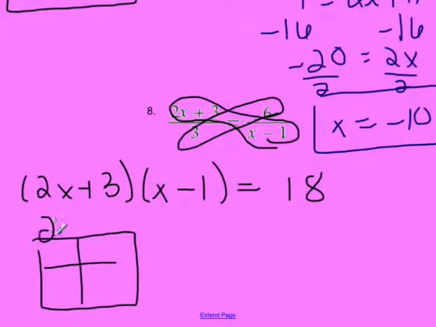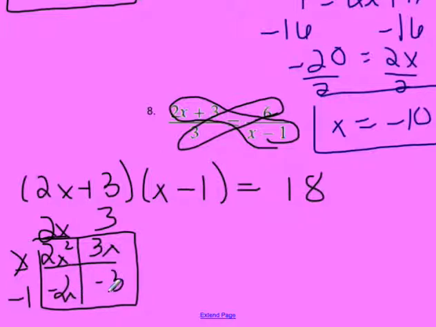Okay, so we line up our terms up here, and we line up our terms on there. If you forgot how to do this, let me know, because I have some videos from my algebra class that I can send you to that'll help out more. So now we're just going to multiply into the box. 2x times x is 2x squared. 3 times x is 3x. Negative 1 times 2 is negative 2x. And negative 1 times 3 is negative 3.